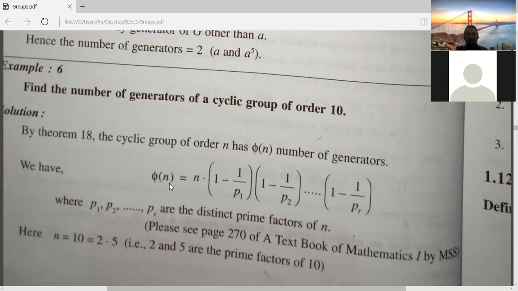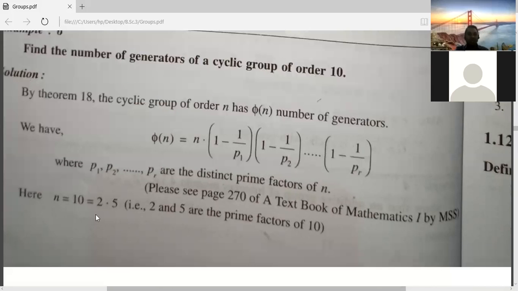Already taken that phi of n equals n into 1 minus 1 by p1 into 1 minus 1 by p2, and so on to 1 minus 1 by pr. Now, what are p1, p2? They are the distinct prime factors of n. Any number you can express as the product of prime numbers. Now, if you take n equal to 10, you can say 2 into 5. 2 is a prime number, 5 is a prime number, because the only divisors they have are themselves and one.